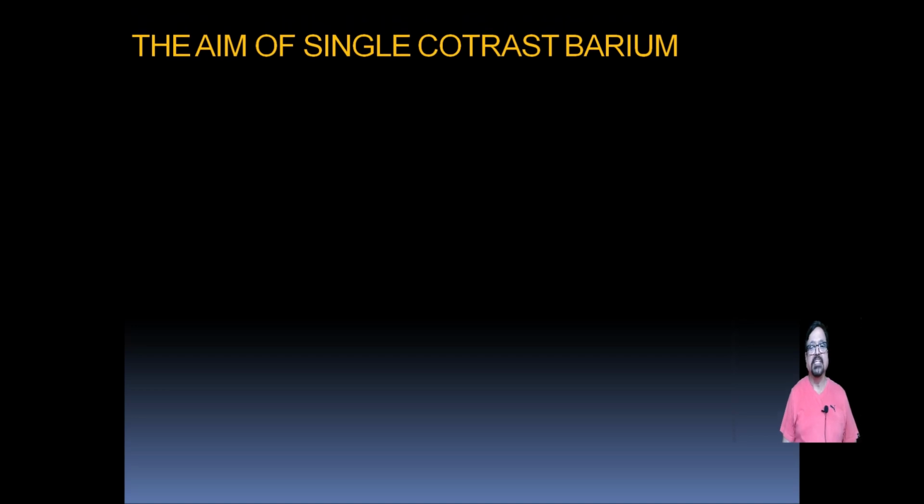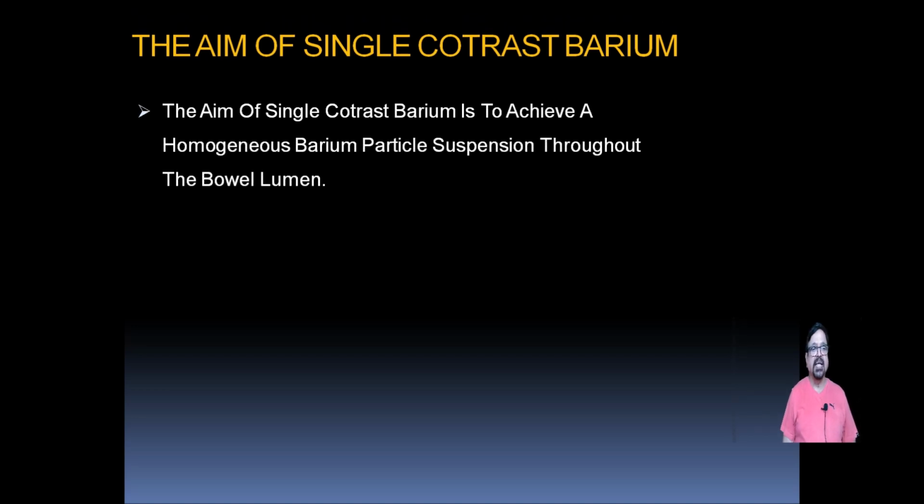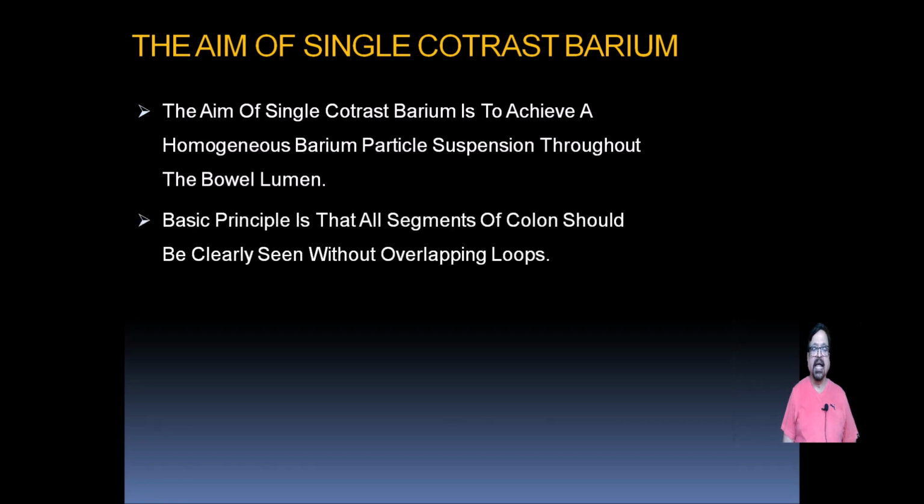Now, the aim of the single contrast barium examination is to achieve a homogeneous barium particulate suspension throughout the bowel lumen. In other words, there has to be a homogeneous column right from the sigmoid colon up to the rectum. It should be continuous without break, and it should fill the large bowel properly. The basic principle is that all the segments of the colon should be clearly seen within the overlapping loops.